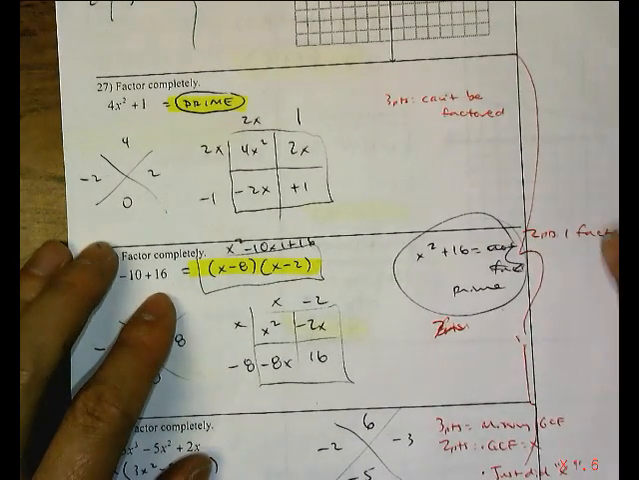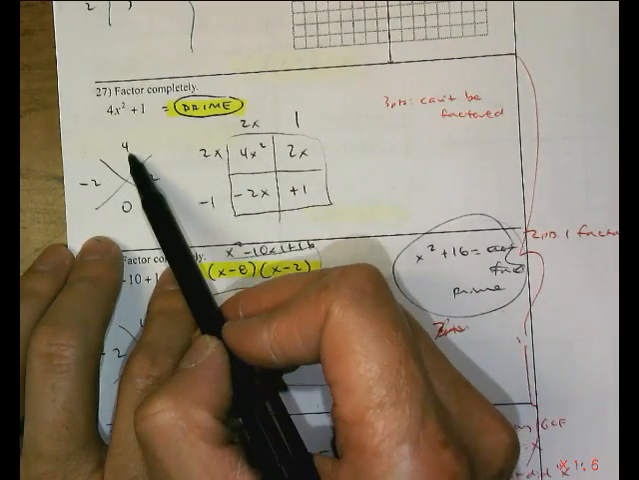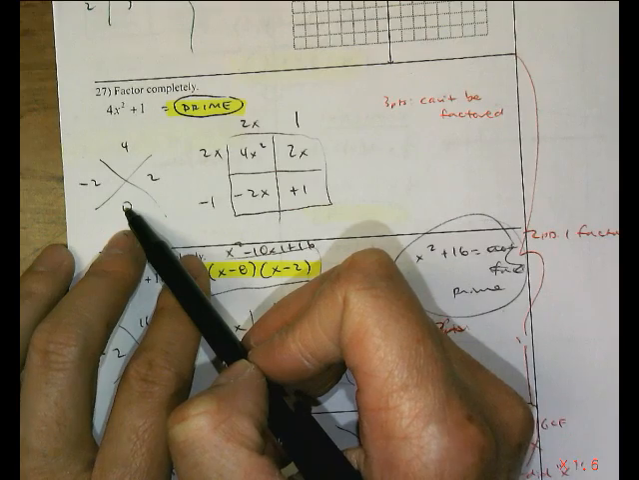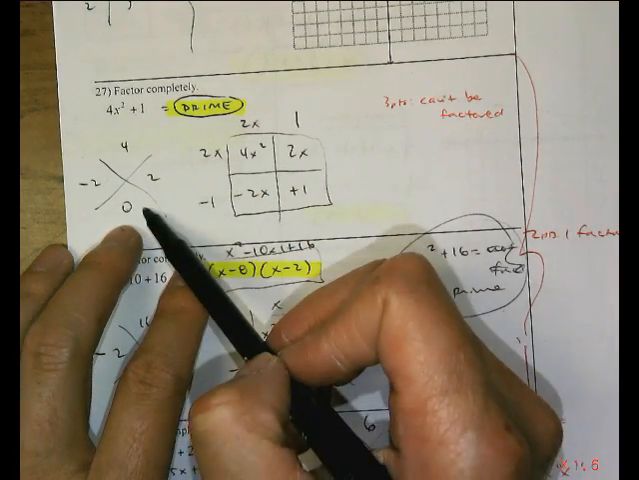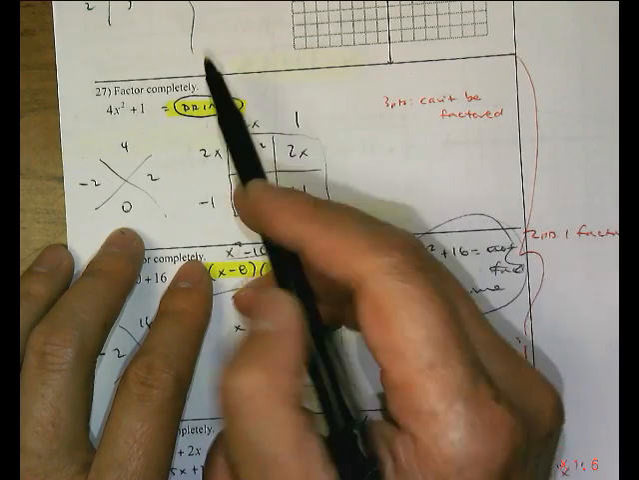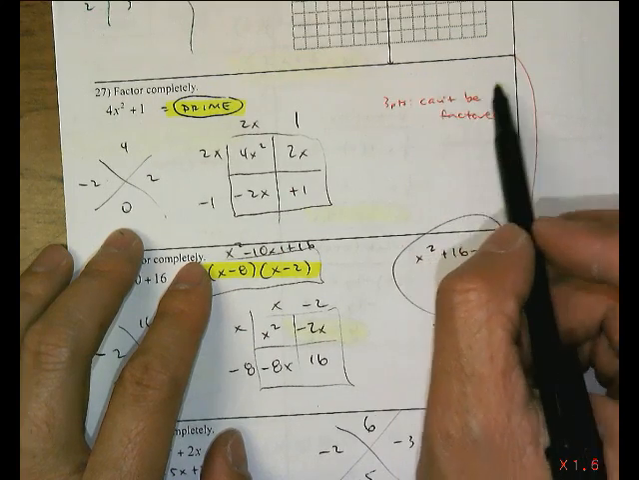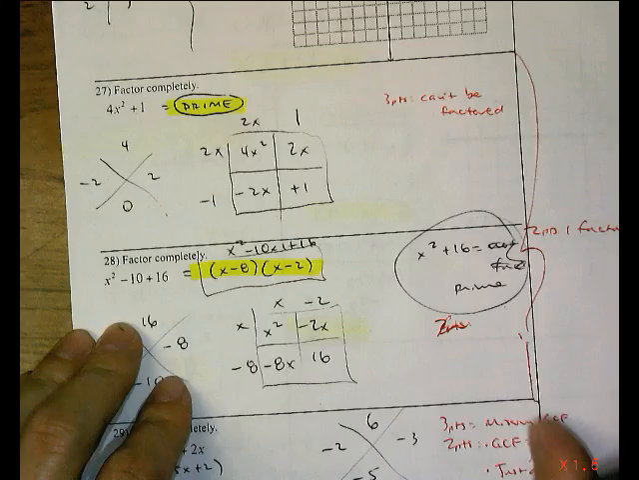Question number 27, 4x squared plus 1. Let's just say you did a times c is 4, b is 0. You need two numbers that multiply to be 4 but add to be 0. And this is impossible, it doesn't work. So the answer is prime. If you wrote the words can't be factored, can't factor, or non-factorable, I gave you only 3 out of 4. The correct answer we're looking for is prime.